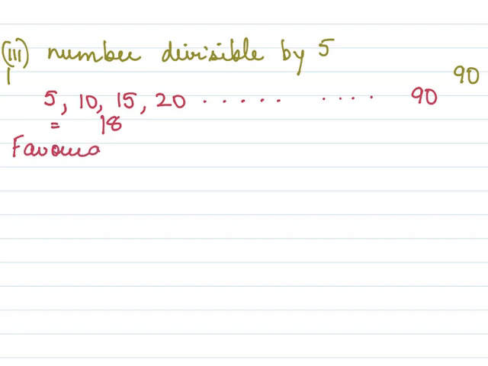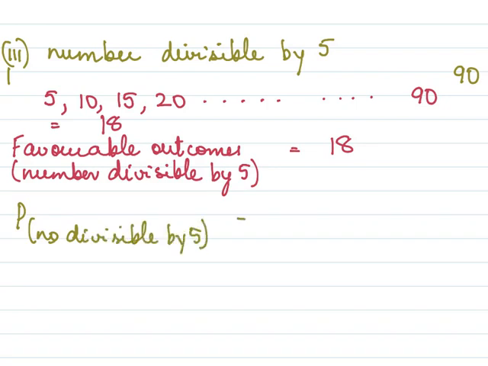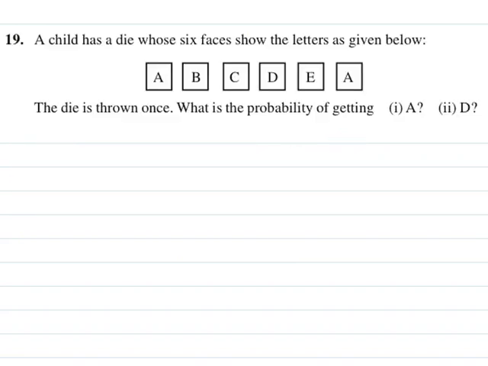So favorable outcomes, and what is a favorable outcome in this case? A number divisible by 5. There are 18 such numbers. So the probability of getting a number divisible by 5 is favorable outcomes, that is 18, over total outcomes, 90, that is 1 by 5.